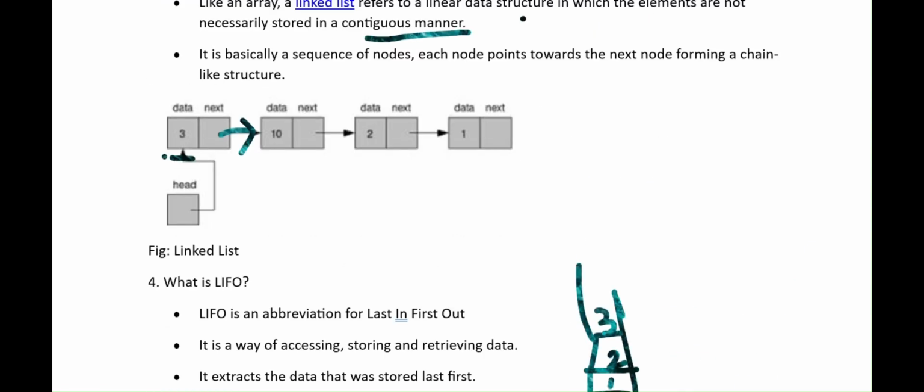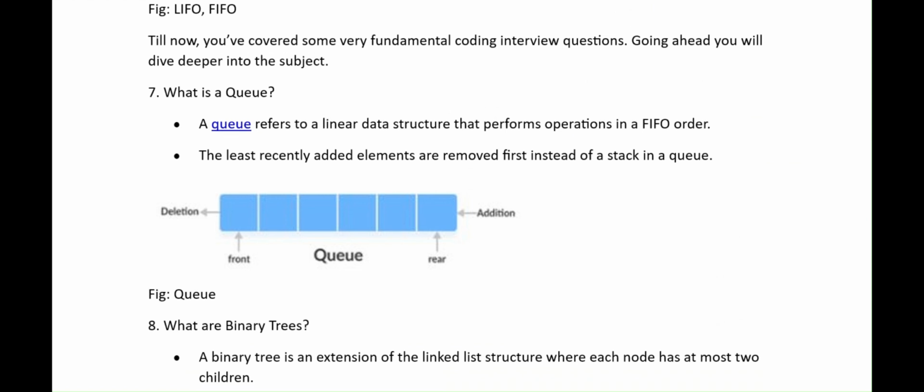What is FIFO? FIFO is a queue. A queue is also a linear data structure. It performs operations in FIFO order. First in, first out. FIFO means first in, first out. If we insert the elements 1, 2, 3, the first element to come out is 1.